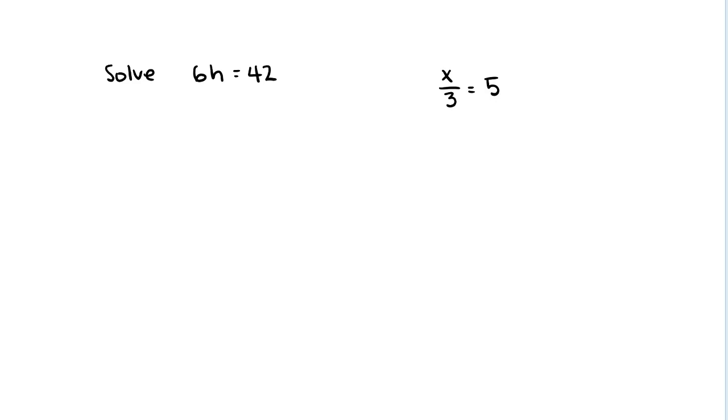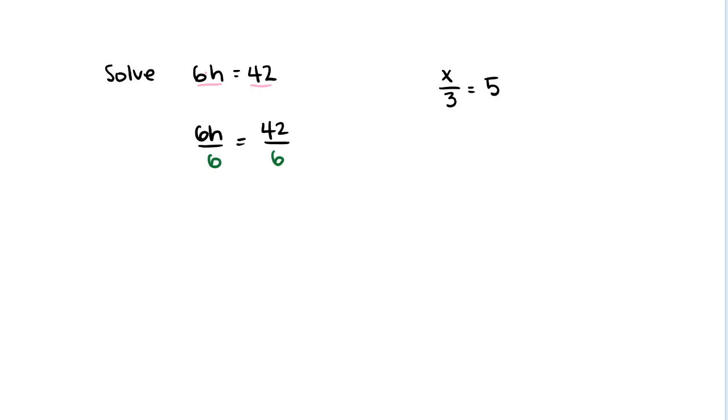So here it says solve 6h is equal to 42. The operation or the action that's happening to our variable is this multiplication by 6. We see that 6h and 42 represent the same quantity, and so if I take 6h and divide that by 6, that should give us the same value as taking 42 and dividing by that 6.